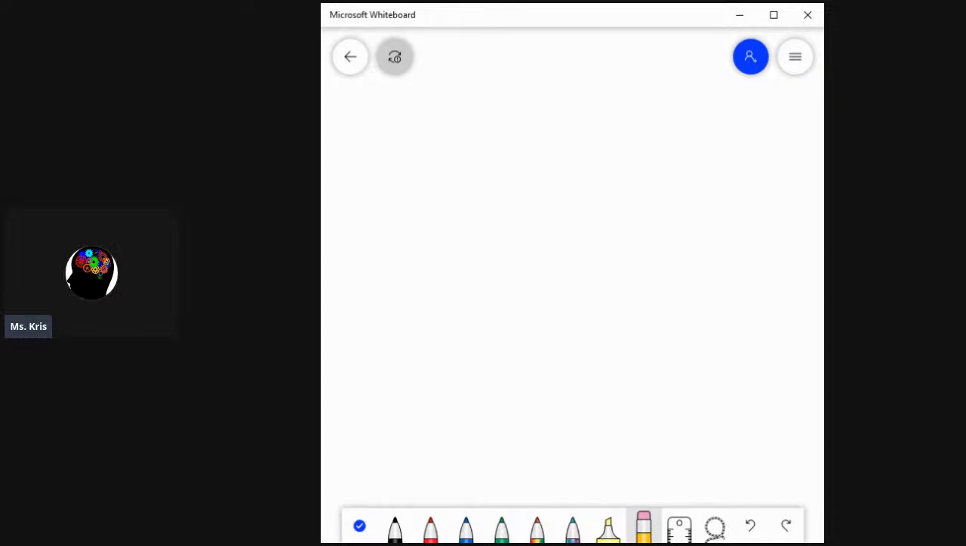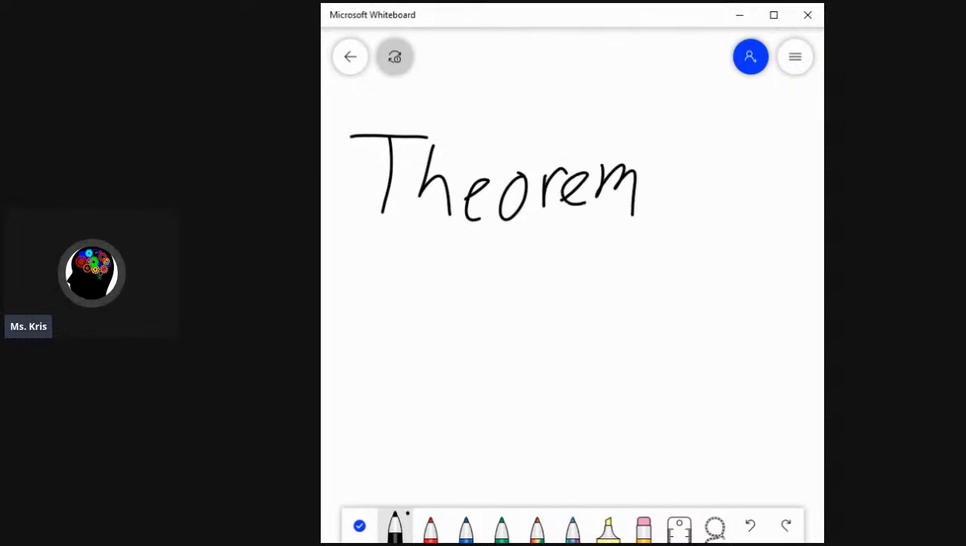All right. Theorem 3.4.1, which you should know, but is repeated so you know that it is a theorem.